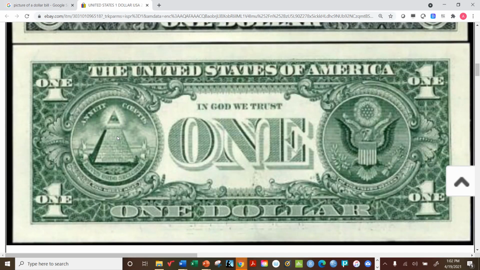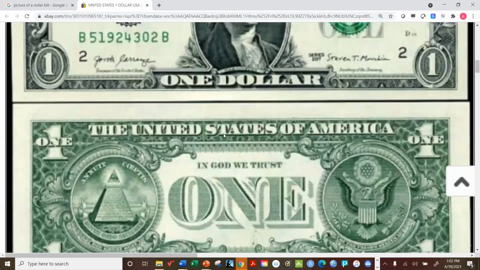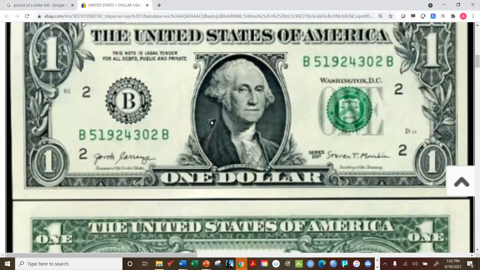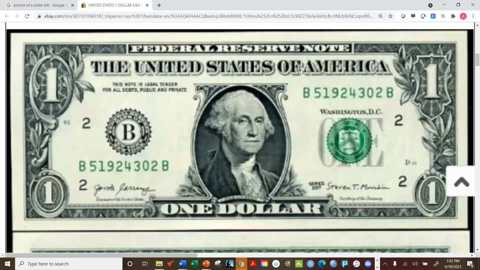And nobody knows why this pyramid is here in the first place either. That's a mystery for another day. But it's issued by the Federal Reserve System. The serial number uniquely identifies that note.